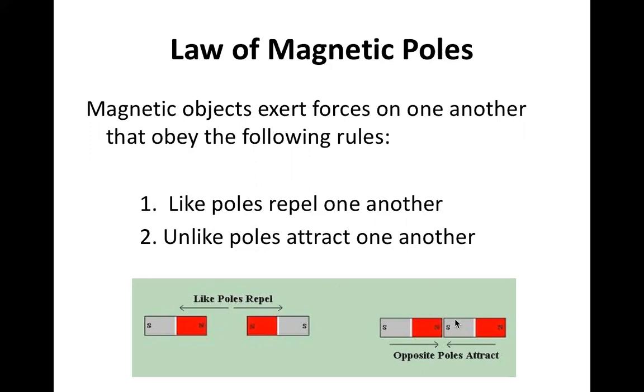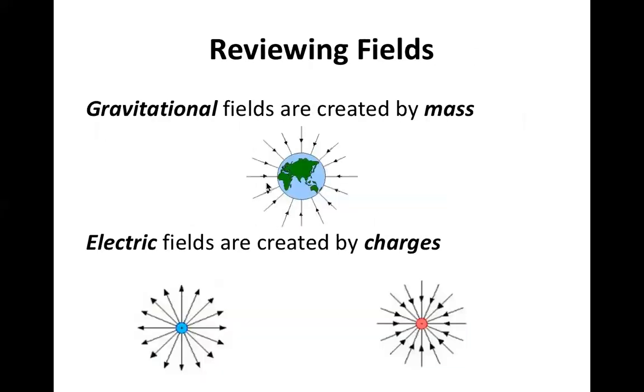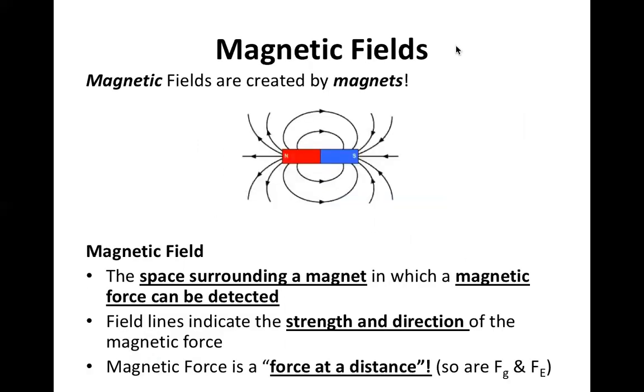On the flip side, if there's a south magnetic pole near a north magnetic pole, there will be attraction. So reviewing fields, we have gravitational fields created by mass, electric fields created by charges, and magnetic fields created by magnets.